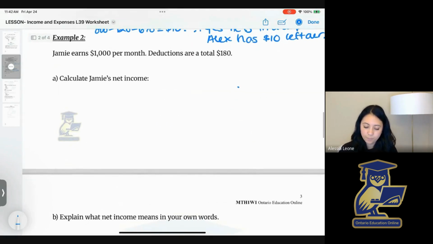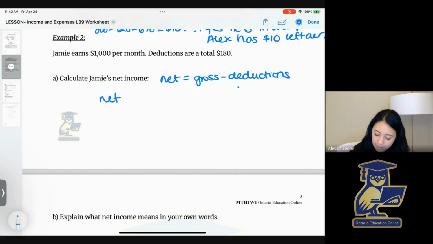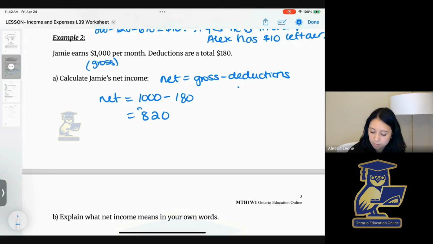Example number 2. Jamie earns $1,000 per month. Deductions are a total of $180. Calculate Jamie's net income. So we know net is gross minus deductions. So net income will be her gross, her total, 1,000 minus her deductions, 180. So we're left with $820.